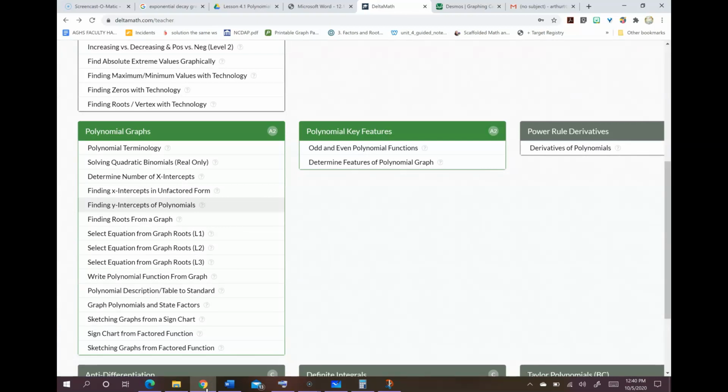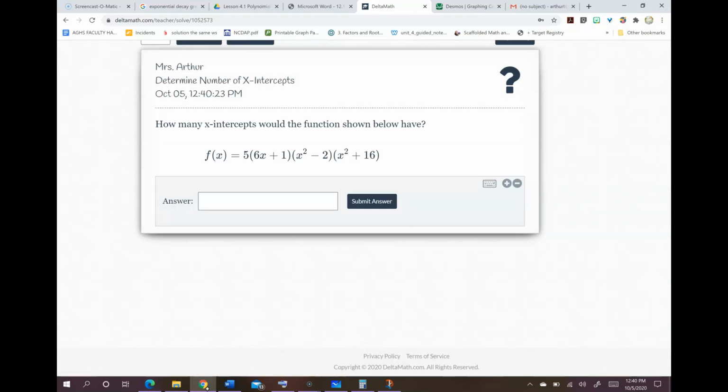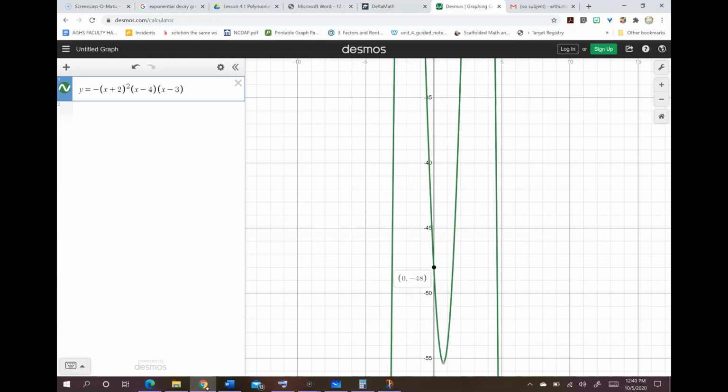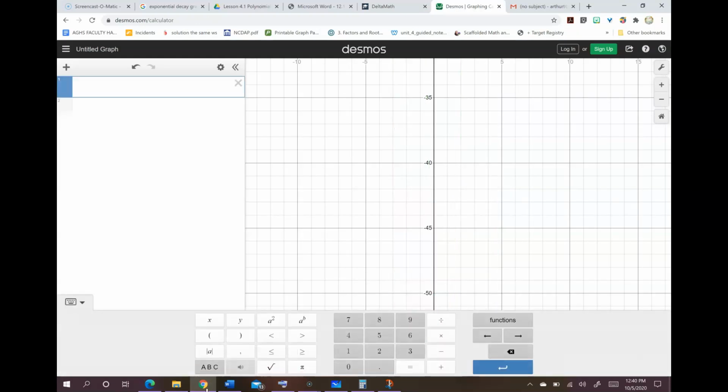Now the next section you're going to be doing after this video is going to be determine the number of x-intercepts. So determine the number of x-intercepts. So this one I would just graph. Okay, it wants to know how many x-intercepts are there. So x-intercepts are your real solutions. So how many times does this one cross the x-axis? Okay, so to do that, we have to do the graph. So let's pull up the graph.